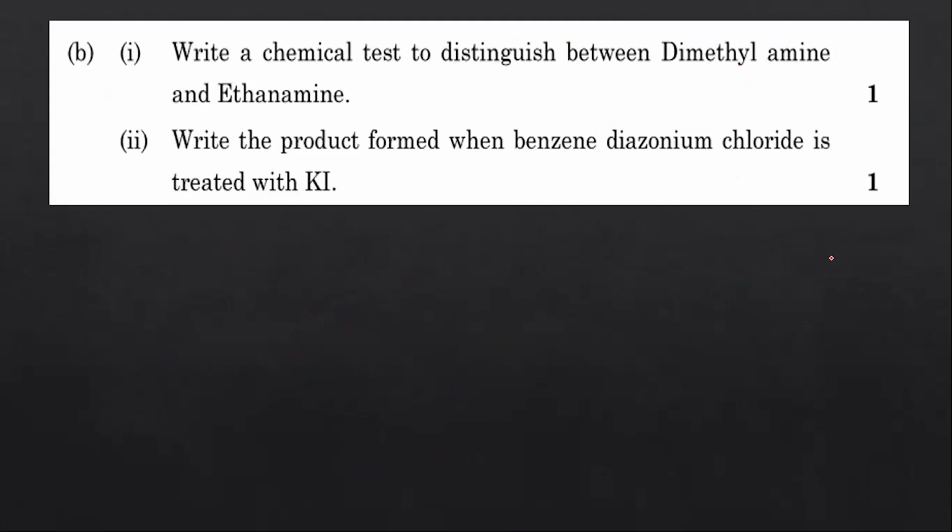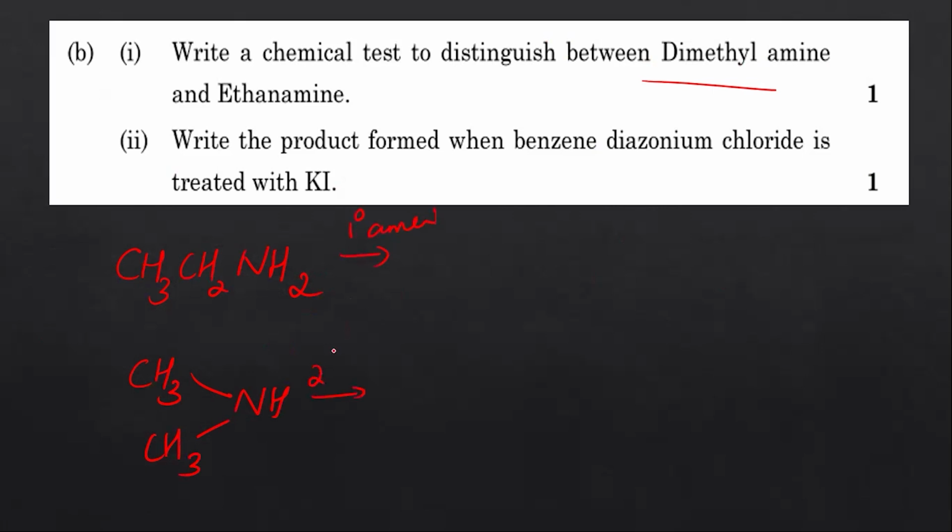Now the next question is a chemical test to distinguish between dimethylamine and ethanamine. So let us draw the structures. Ethanamine is CH3CH2NH2, and dimethylamine means CH3NHCH3. Basically, this is a primary amine, and this is a secondary amine. So you have to find a test to distinguish between a primary amine and a secondary amine.